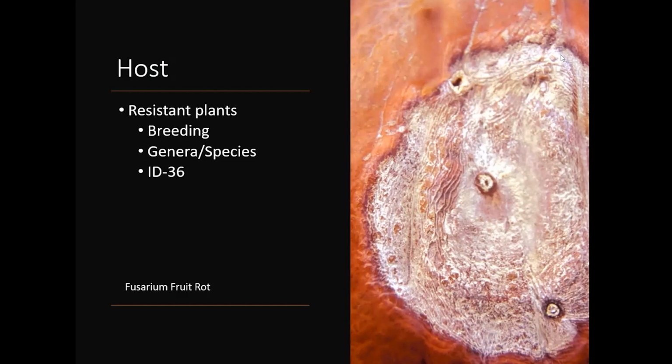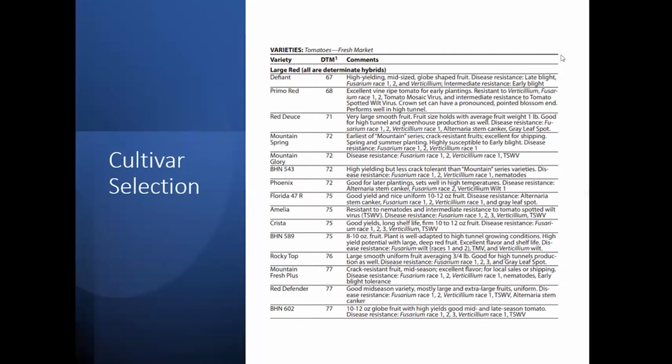Reading your seed catalogs, for example, you'll usually see some listings of some disease resistance in certain cultivars. ID 36, our vegetable spray guide, which I hope all of you are familiar with that publication. It's not just a spray guide. It's not just full of fungicides and insecticides, but there are lists of cultivars that are recommended for Kentucky. So here is an example.